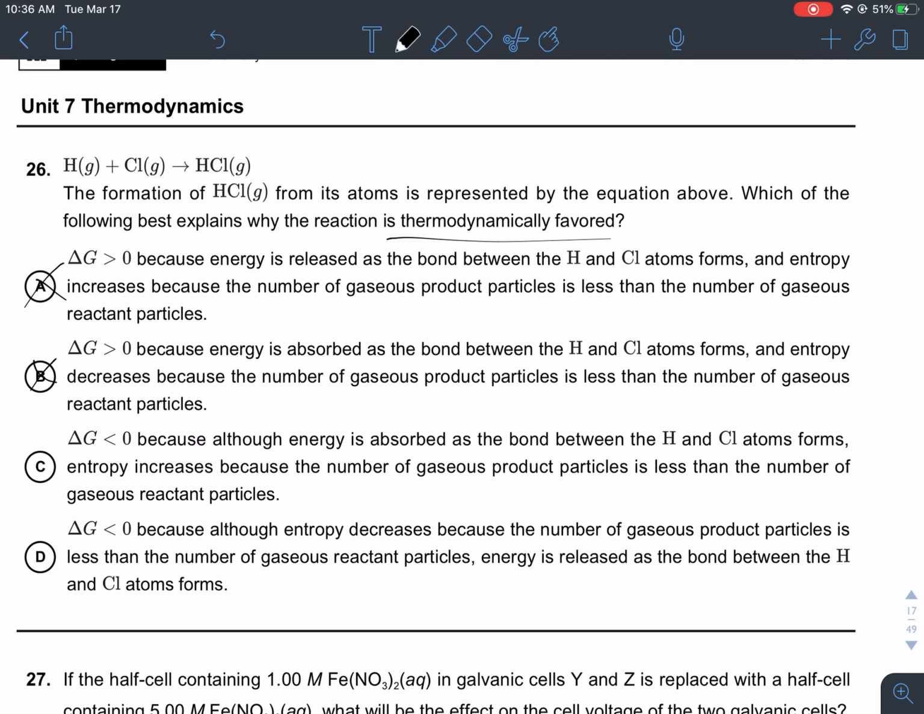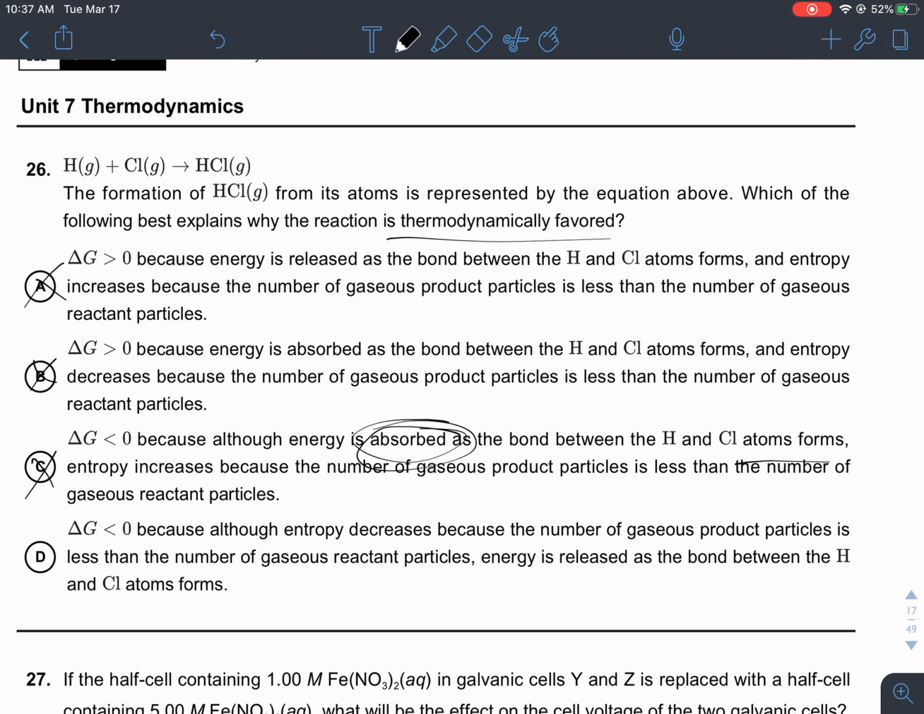Delta G is less than 0 because although energy is absorbed as the bond between H and Cl atoms forms, energy is not absorbed here. And formation is exothermic. This is saying absorbed. No, energy is released when bonds are formed, so this is wrong.